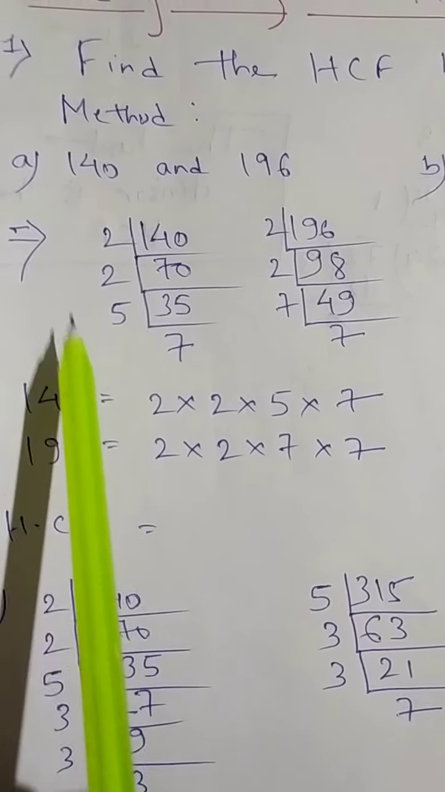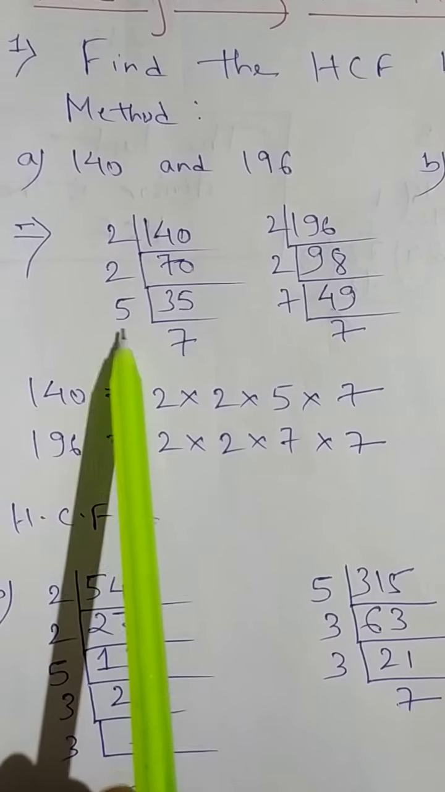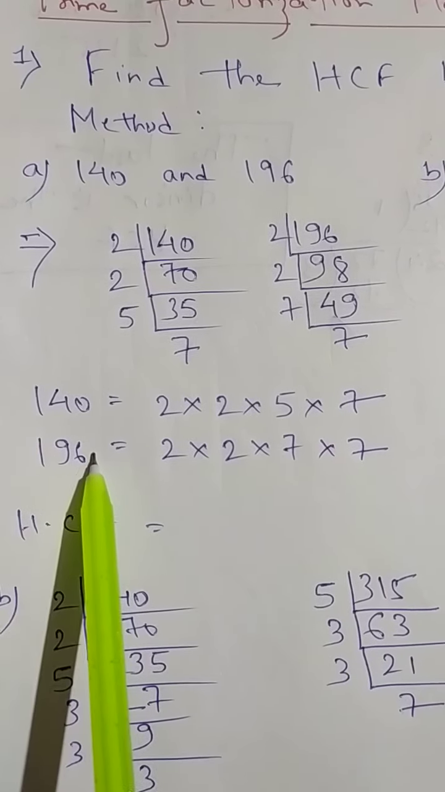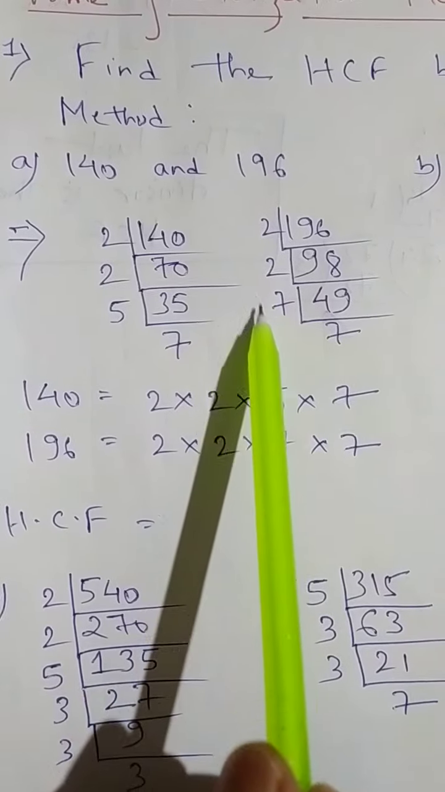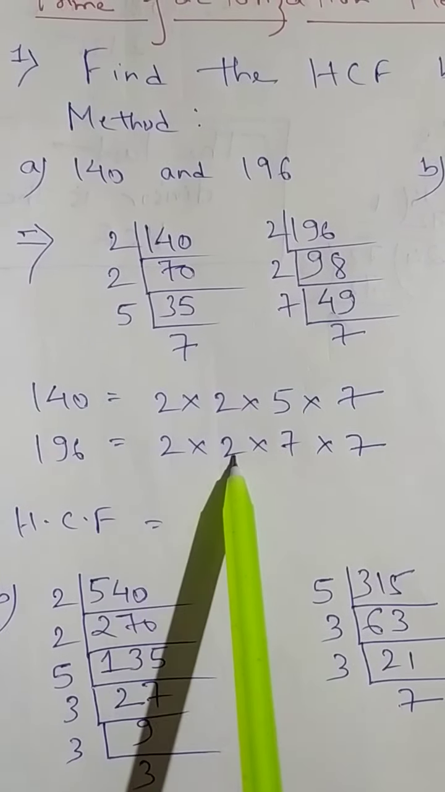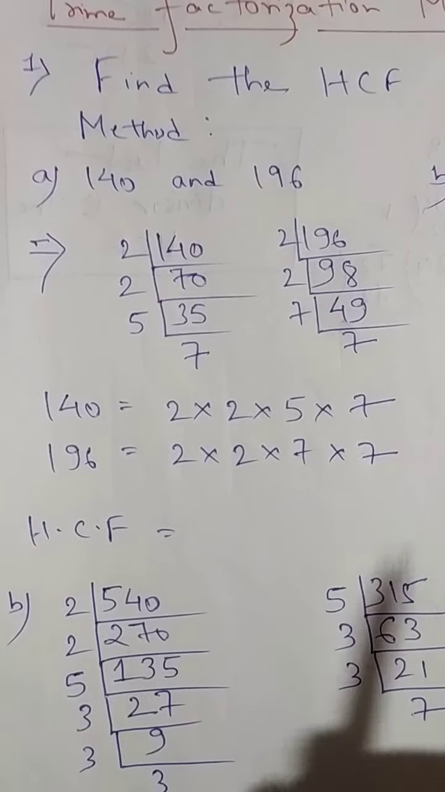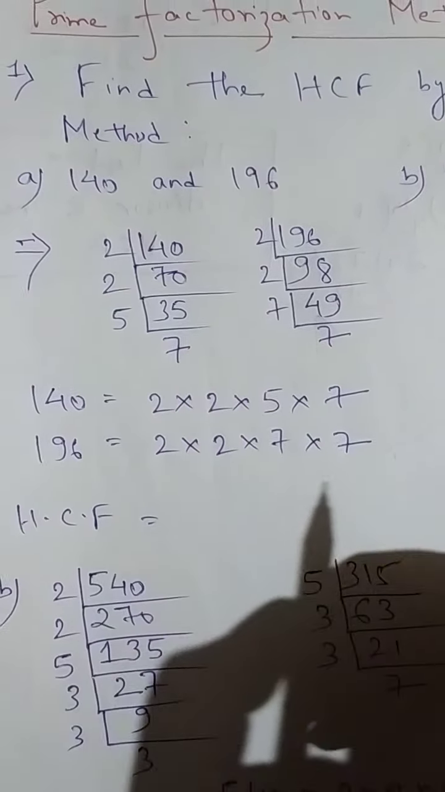140 equals, what to write? 2 into 2 into 5 into 7. And 196 you will write 2 into 2 into 7 into 7. Now what is the method? Now, here you have to circle the common numbers.